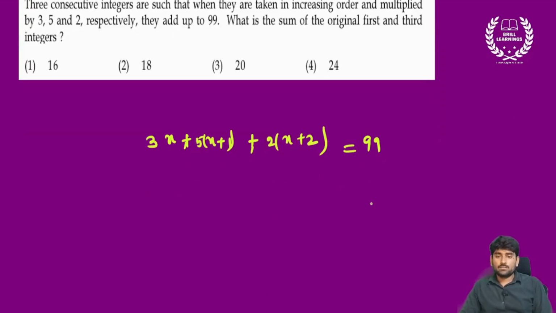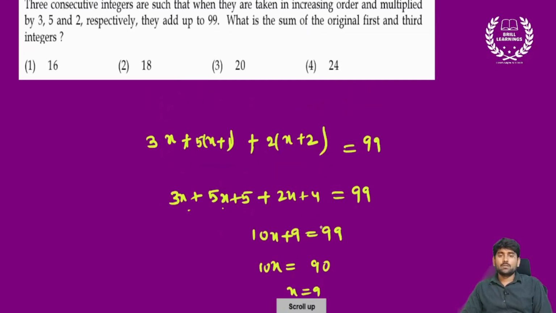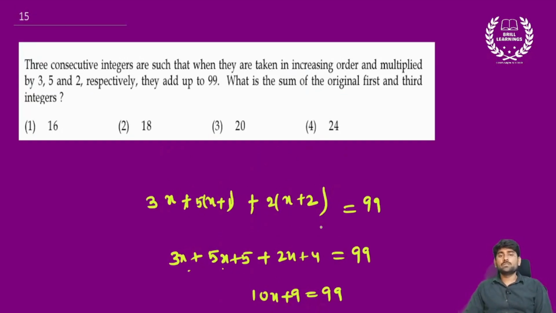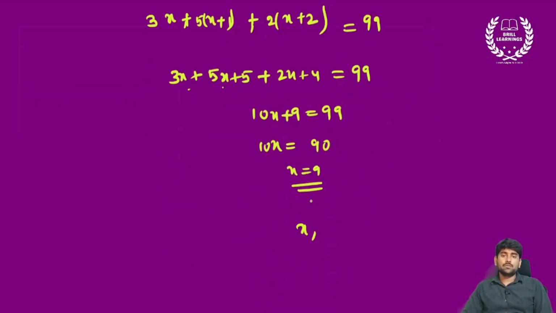Now simplify this. 3x plus 5x plus 5 plus 2x plus 4 is equal to 99. So 3x plus 5x plus 2x is 10x, and 10x plus 9 is equal to 99. 10x equal to 90, x equal to 9. Now finally we need to find the sum of the original first and third integer. First integer is x, third integer is x plus 2, which is 9 plus 11 gives us 20.